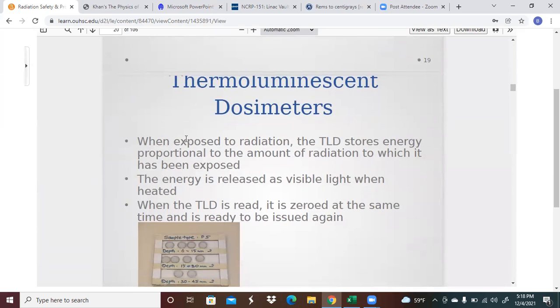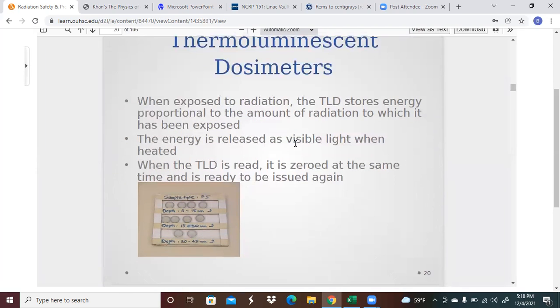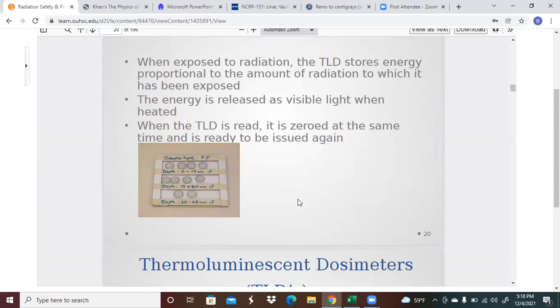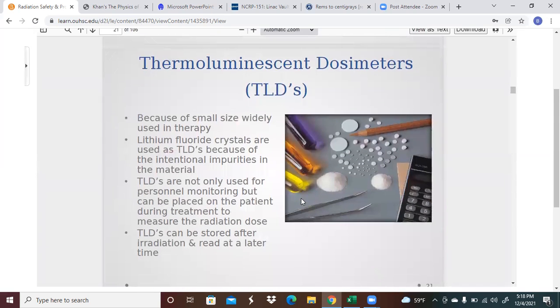So TLDs, when exposed to radiation, store energy proportional to the amount of radiation to which they have been exposed. The energy is released as visible light when it is heated or annealed. When it's read, it's zeroed at the same time and is ready to be issued again. Because of the small size, it is widely used in therapy. It's something you can carry around with you. Lithium fluoride crystals are used as TLDs because of the intentional impurities in the material.